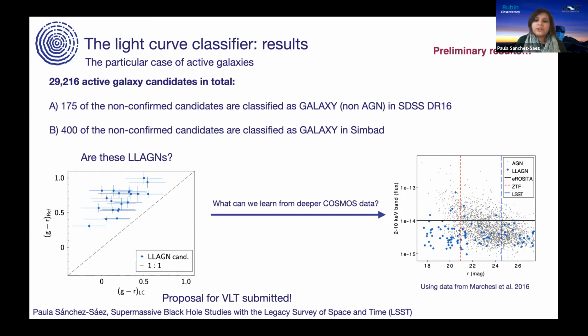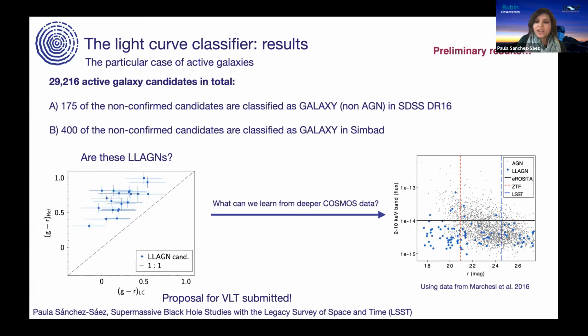So what do we know from previous results? Here you have a comparison of the X-ray flux versus r band magnitude for sources from the COSMOS field. In blue, you have sources that are classified as low luminosity AGNs according to their X-ray luminosity. And in lines, you have the flux limit for eROSITA in black, in red ZTF, and in blue LSST. It can be seen that most of these sources should be detected using LSST data, but not eROSITA. And with ZTF, we should be able to detect a considerable fraction of them.